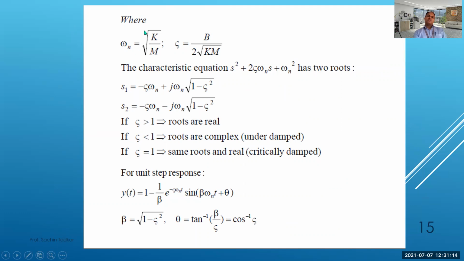The natural frequency is the square root of the spring constant divided by mass. Eta is equal to B divided by 2 times the square root of K into M. And if we use these values for calculating, you'll get the values of S1 and S2. You can find out these values and you can predict whether the system is stable or not.